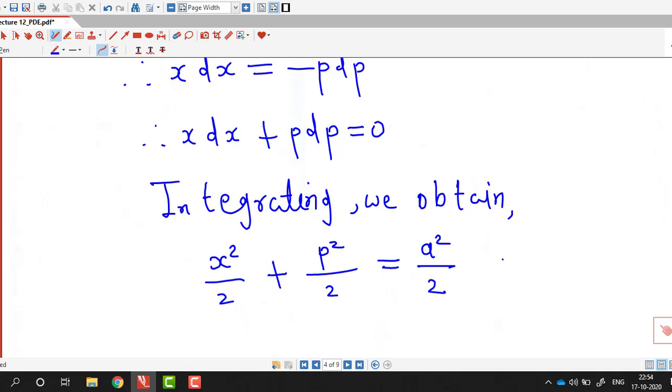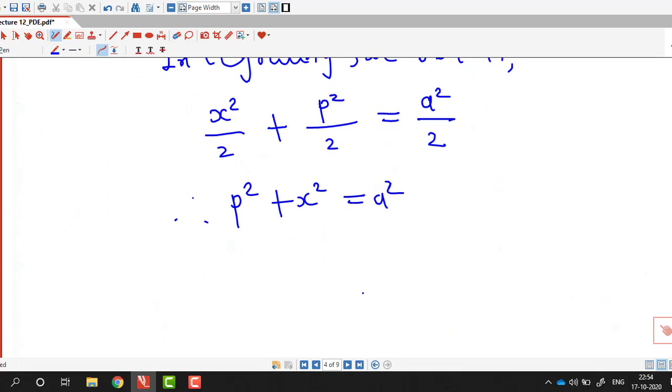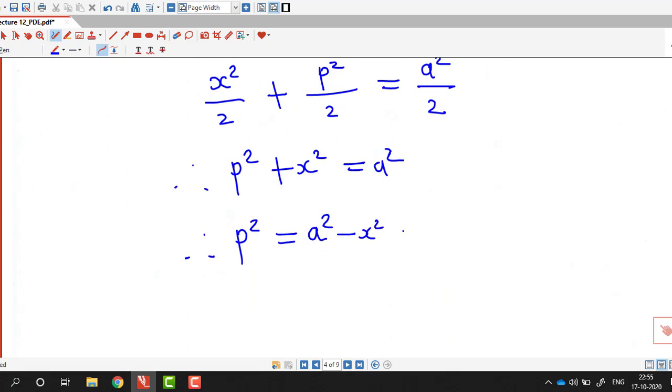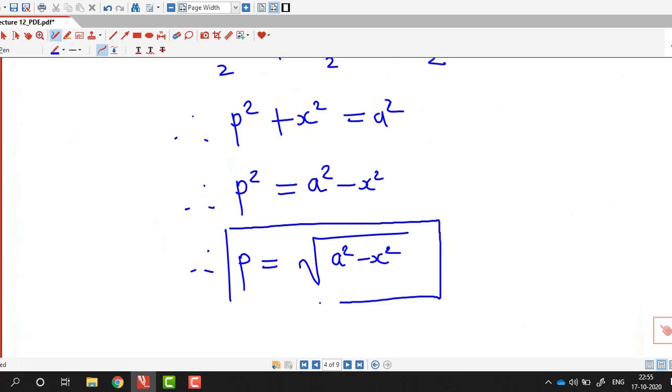Suppose we adjust as a square by 2. So we know that constant of integration can be adjusted as we wish. So here we adjust it as a square by 2. So a is arbitrary constant. So from this we obtain p square plus x square equal to a square. So we are interested in the value of small p, so we write this as p square equal to a square minus x square, and therefore small p is under root of a square minus x square. So this is the value of small p.